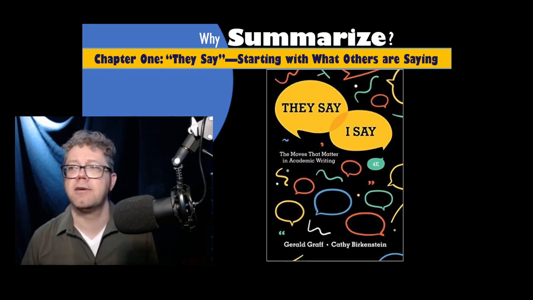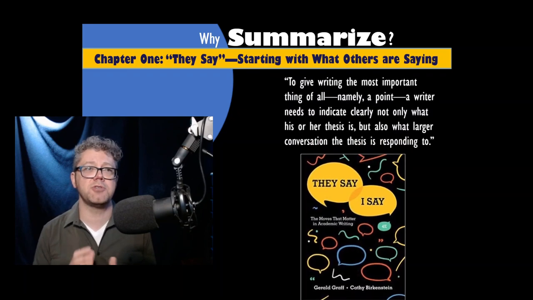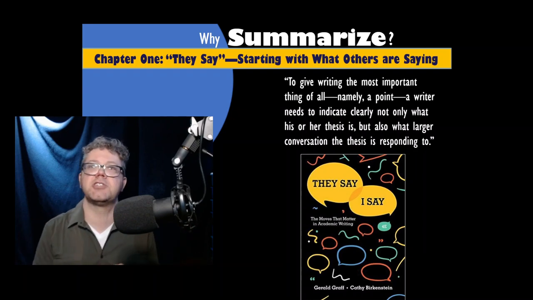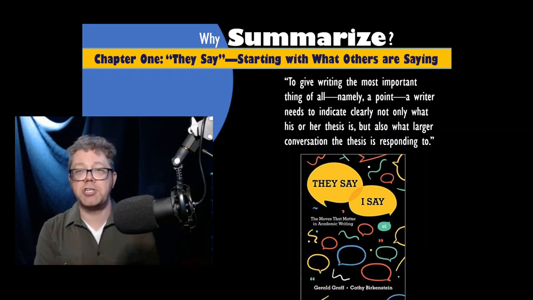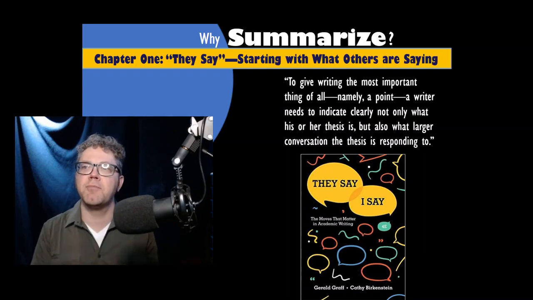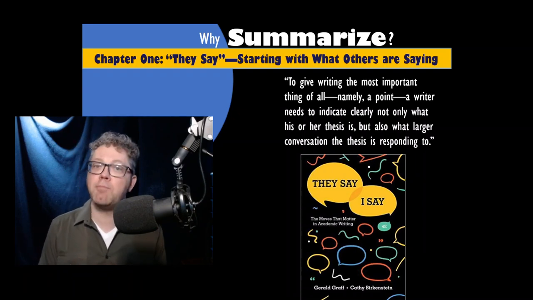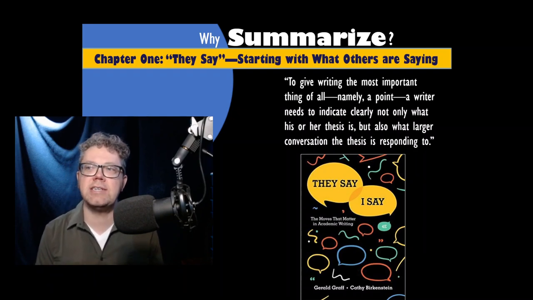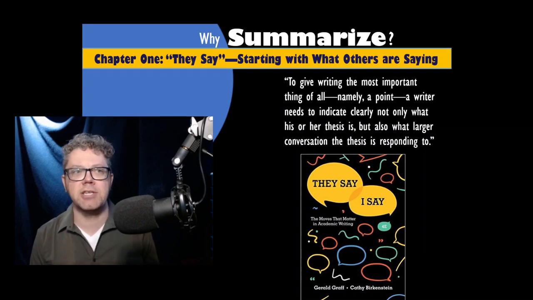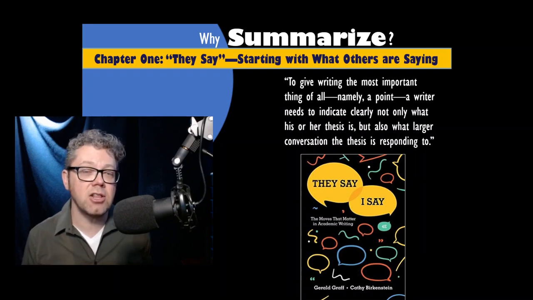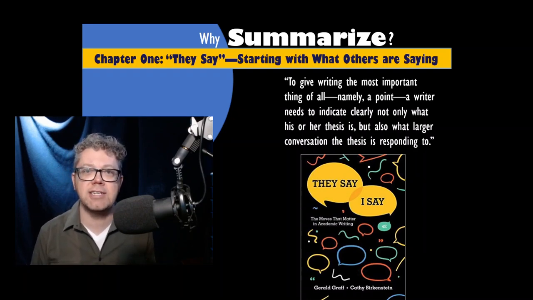And we begin, and I'm going to skip ahead a little bit here to chapter one of They Say, I Say, which you didn't have to read today. I guess in some ways it's just skipping back because I assigned chapter two. So we jump back to chapter one to find out what's the core idea of They Say, I Say, where Graff and Birkenstein say the following: to give writing the most important thing of all, namely a point, a writer needs to indicate clearly not only what his or her thesis is, but also what larger conversation the thesis is responding to.